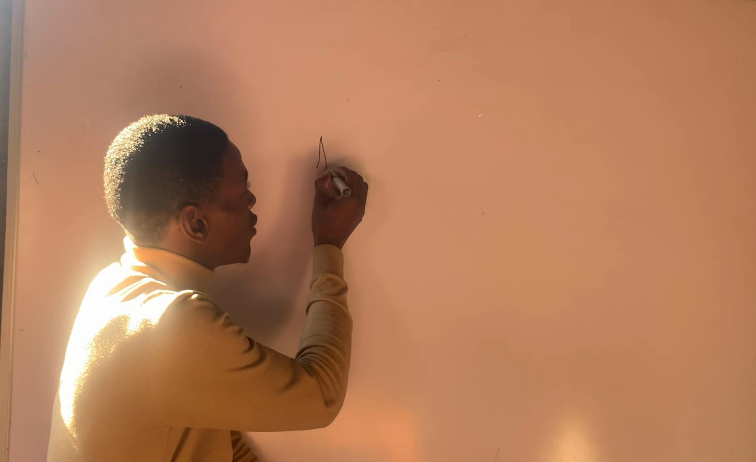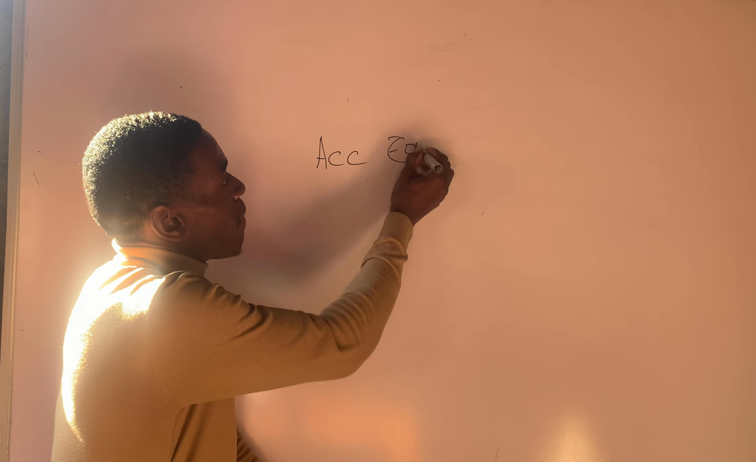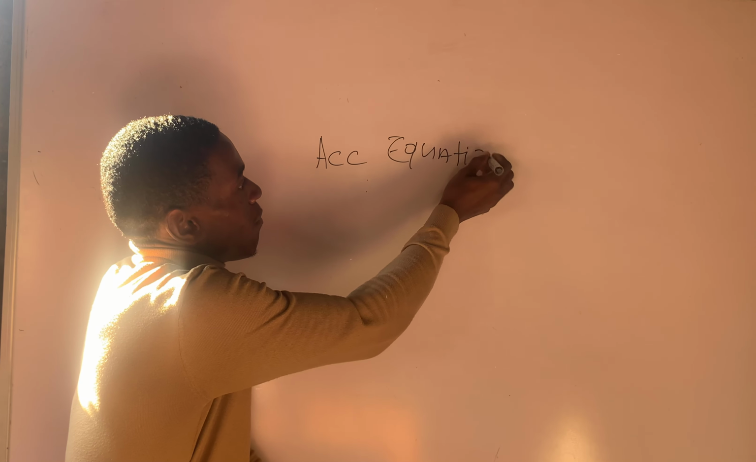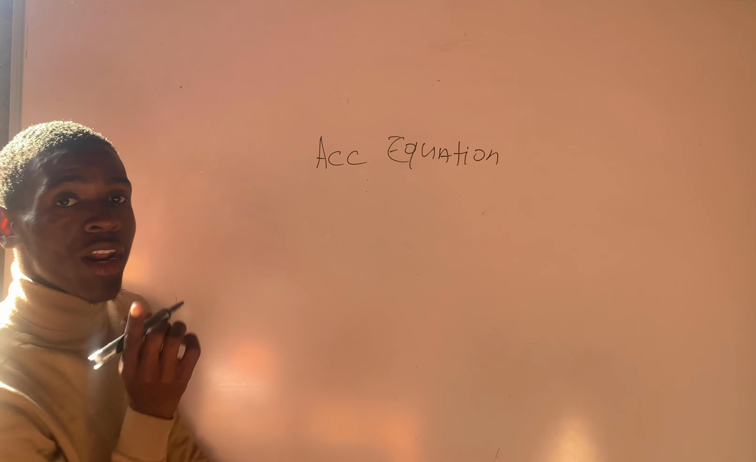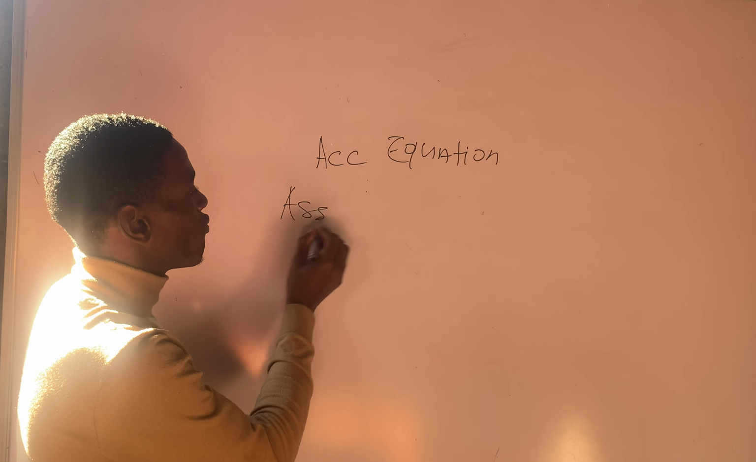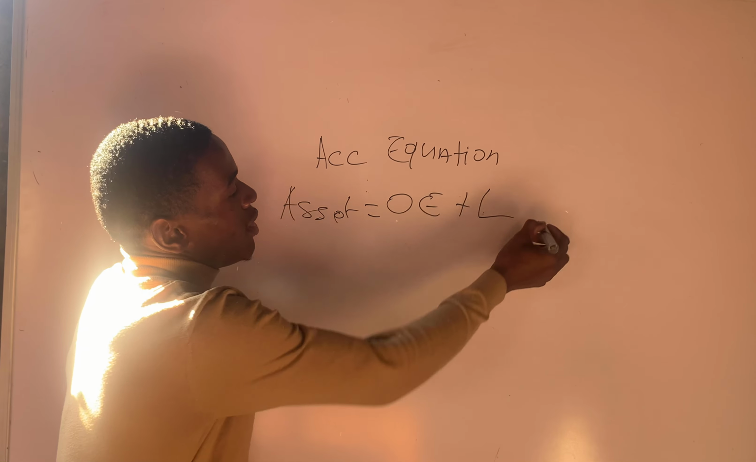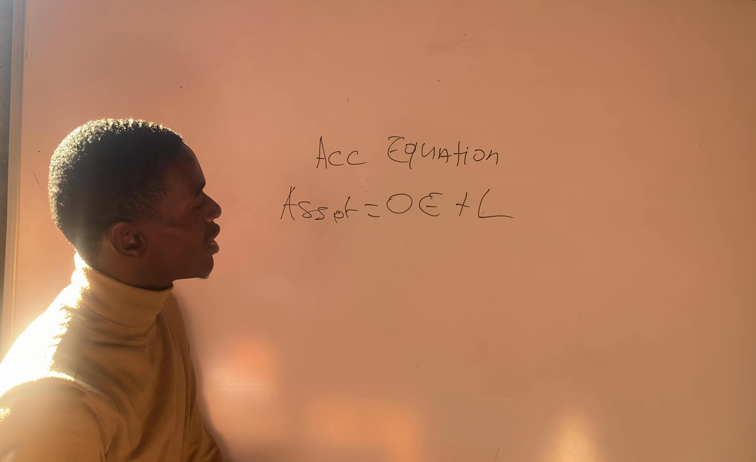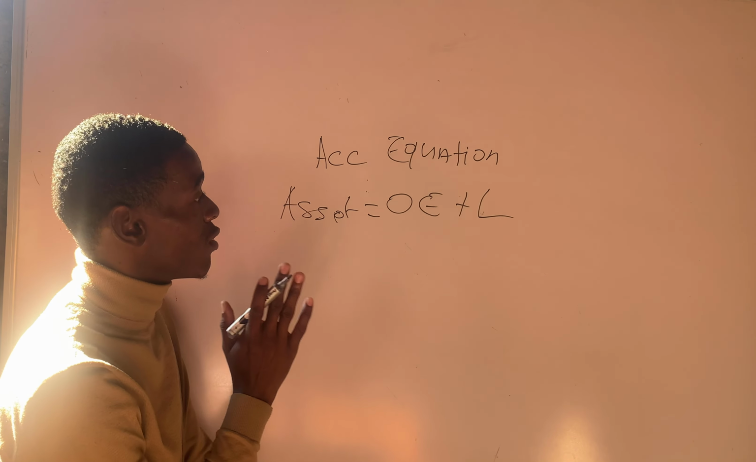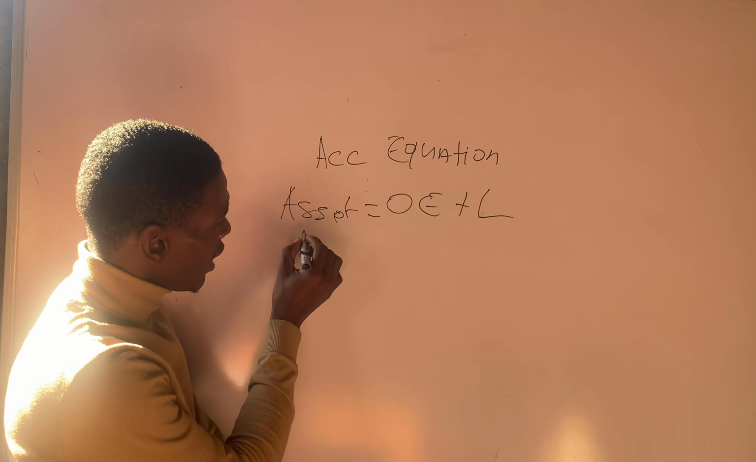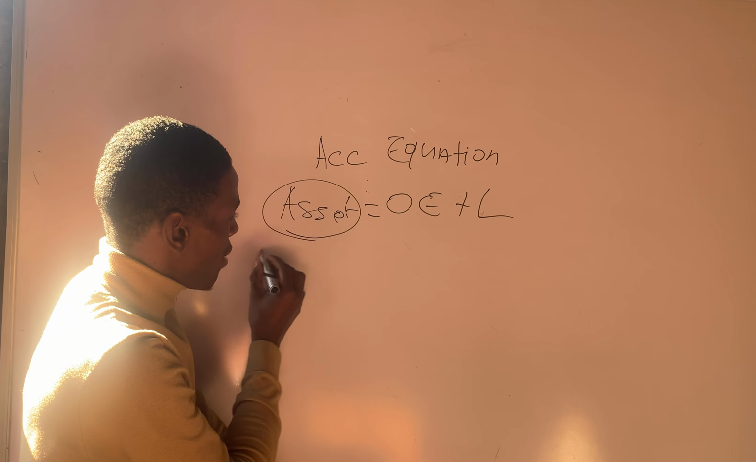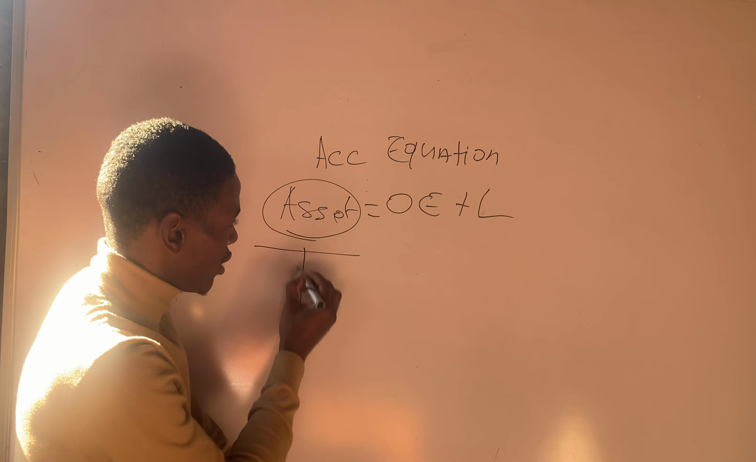We're going to be discussing accounting basics, or principles, one of which is the accounting equation. Remember, it says assets are equal to owner's equity plus liabilities. That is the accounting equation. So we start with assets.